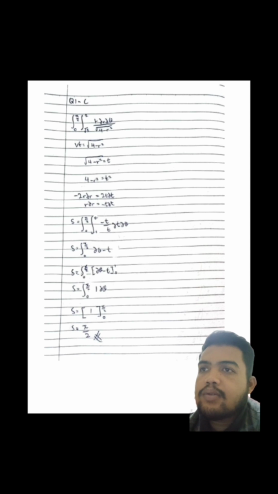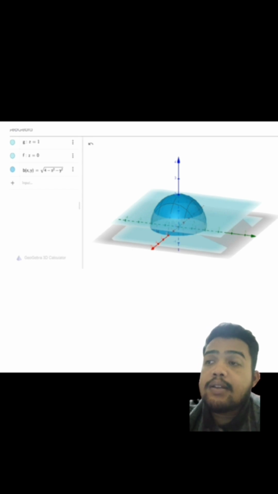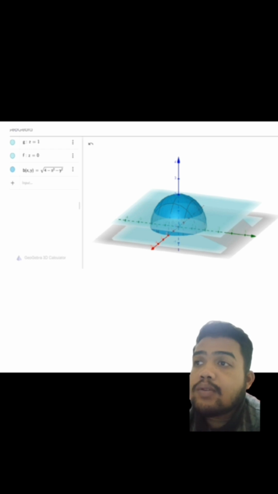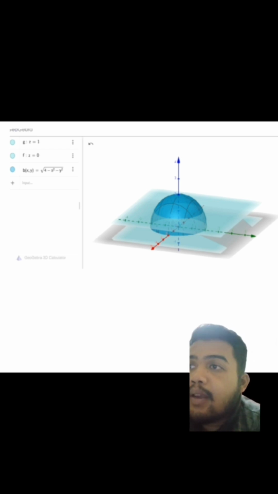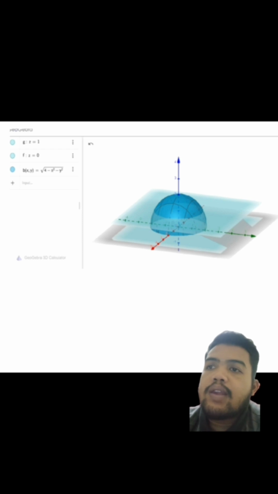So next I will go to the simulation. For the simulation, we just put in the equations we get. So g: z equal to 1, f(x) equal to 0, so the function of x, y equal to the square root of 4 minus x squared minus y squared, all of that. So we can get the hemisphere like that.